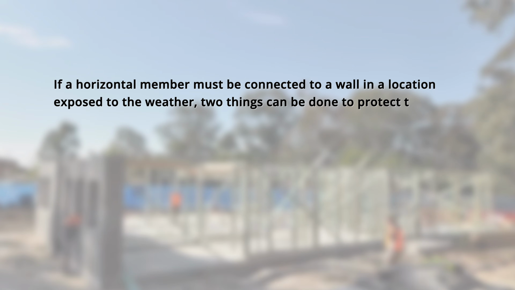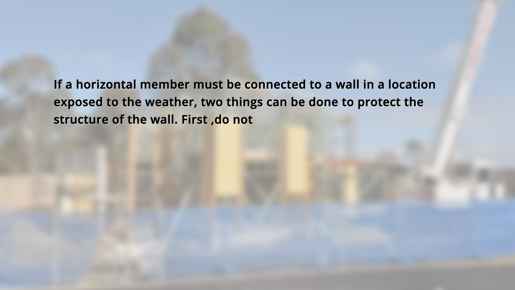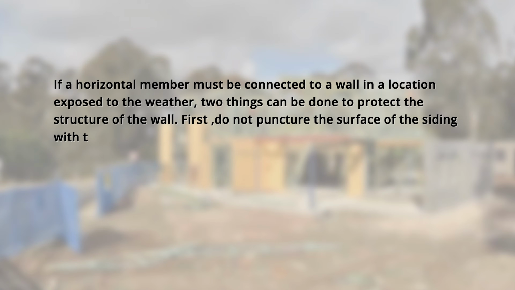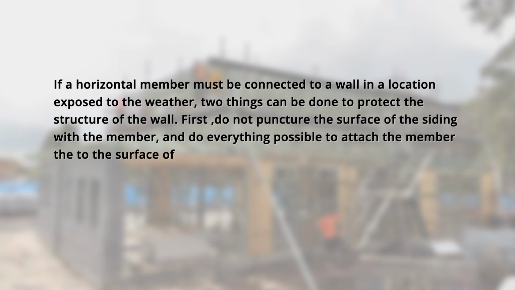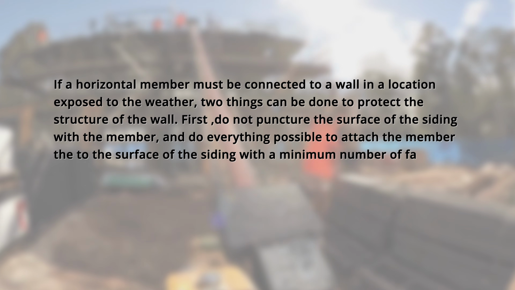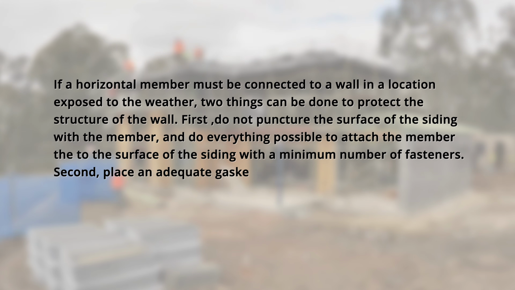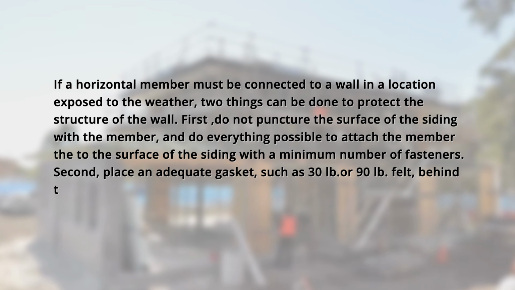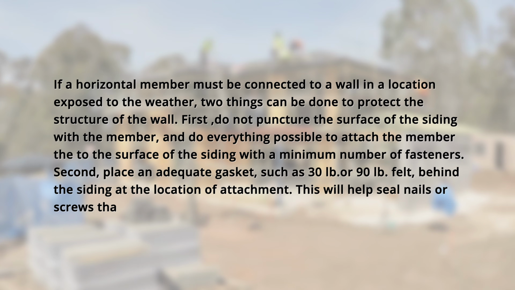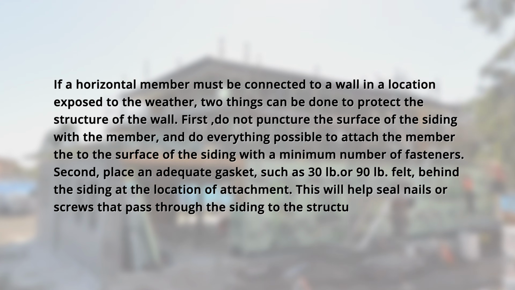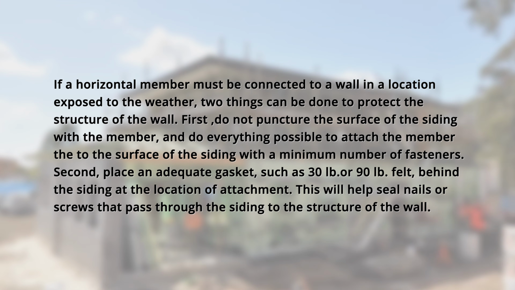Flashing. If a horizontal member must be connected to a wall in a location exposed to the weather, two things can be done to protect the structure of the wall. First, do not puncture the surface of the siding with the member, and do everything possible to attach the member to the surface of the siding with a minimal number of fasteners. Second, place an adequate gasket, such as 30-pound or 90-pound felt, behind the siding at the location of attachment. This will help seal nails or screws that pass through the siding to the structure of the wall.